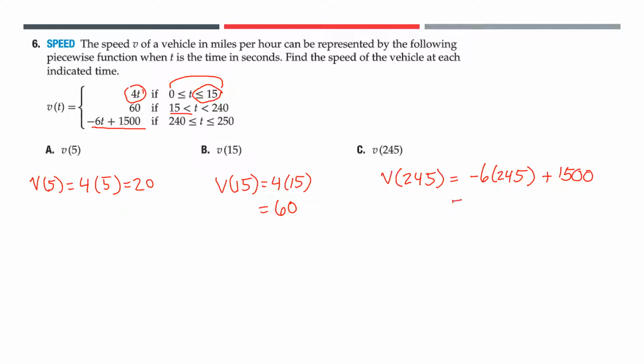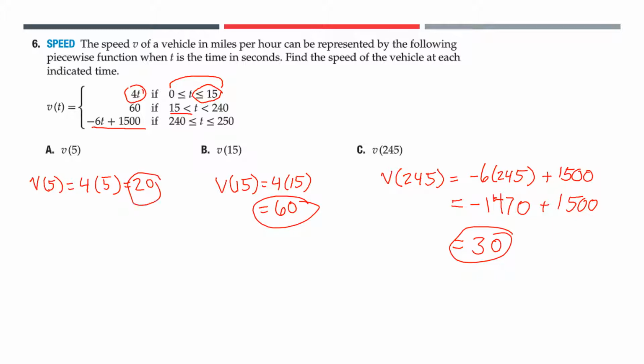-6 times 245 is -1470. -1470 plus 1500 is 30. These are my answers. Okay? That's how a piecewise function works.